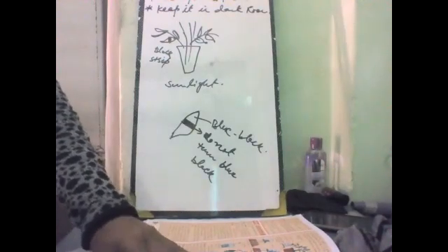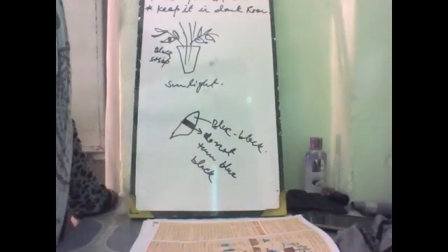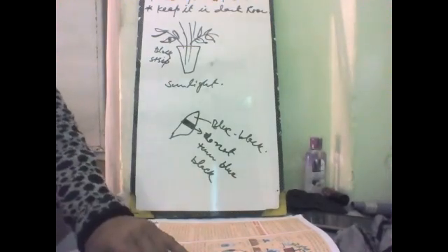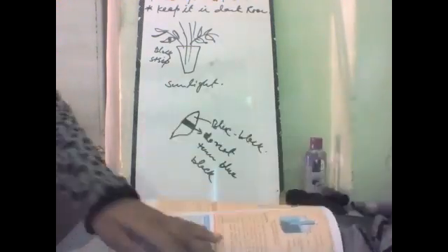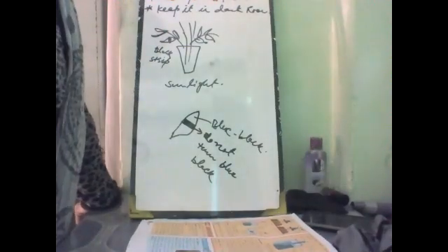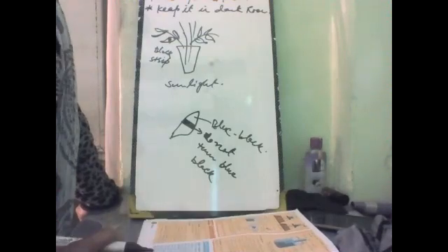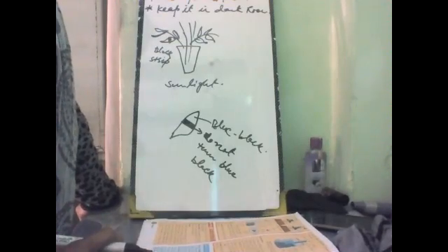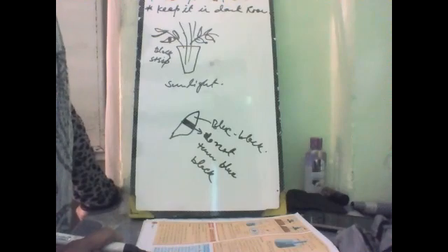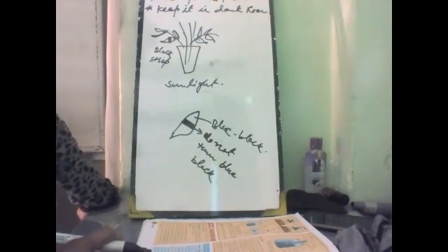This shows that the part of the leaf covered with black paper does not turn blue black, while the other part turns blue black. This shows that sunlight is necessary for the plant. The covered part of the leaf could not get sunlight, hence there is no starch in this part. We can say that sunlight is necessary for photosynthesis.